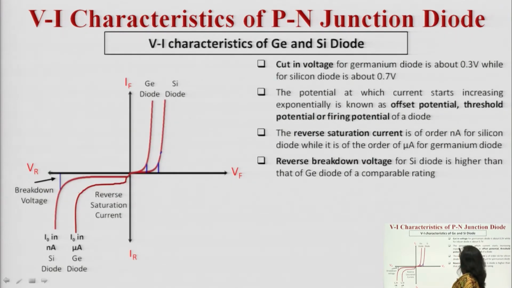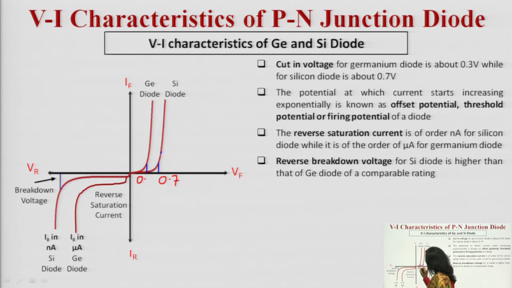VI characteristic curve of a germanium and silicon diode. See, germanium and silicon are semiconductors. You know that if silicon is used for the manufacturing of the diode, the knee voltage for silicon is 0.7, and the knee voltage for germanium is 0.3. Both the characteristic curves have been plotted and compared over here. The reverse saturation current: this is the forward characteristic curve in the forward bias situation, and this is the reverse curve in the reverse bias situation.